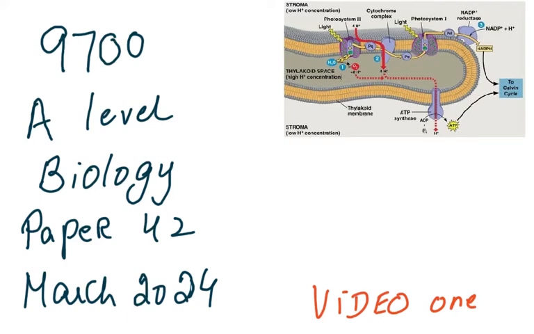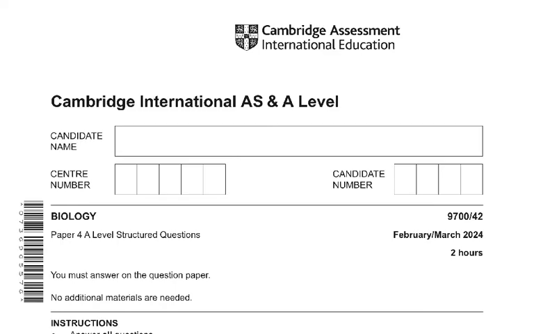Bismillahirrahmanirrahim. 9700 A-Level Bio Paper 4-2 March 2024, and this is the first video. The paper is for 2 hours, as you can see, and it's a very challenging paper. You need to do the questions which you know well so that you can handle those questions and come back to the ones which you are not very sure of.